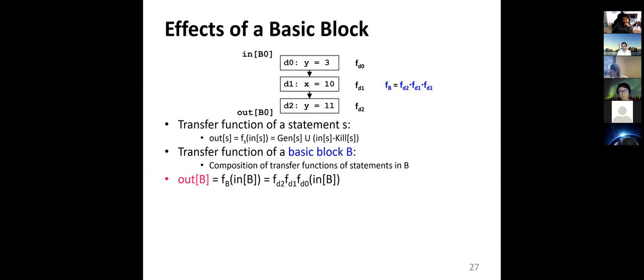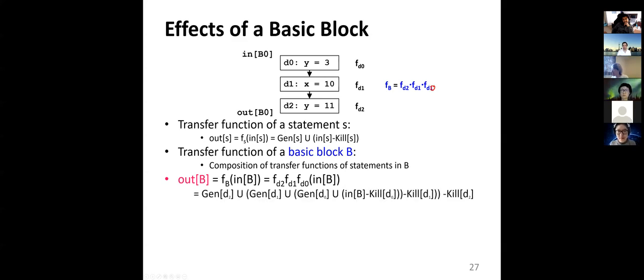So this should be D0. Sorry about this. So essentially, I just apply transfer one by one, and then what's the last transfer? The output is the output of the whole basic block. Okay, any questions here? So now we have a definition of the overall transfer.